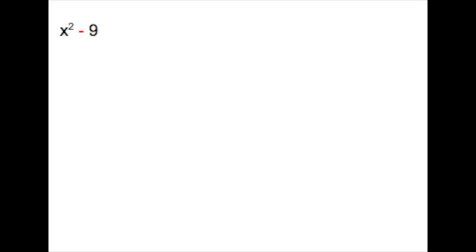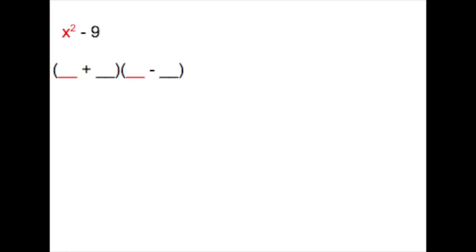terms that are squares. So this polynomial is subtraction, and both x squared and 9 are squares, meaning there is a number or a term that when multiplied by itself will result in x squared and 9. A difference of squares will factor like this: two binomials, one with addition and one with subtraction.